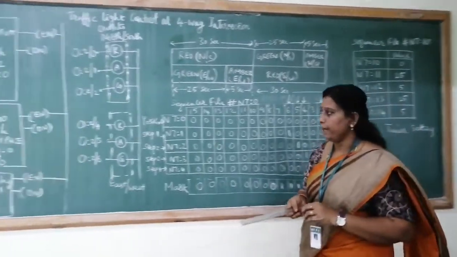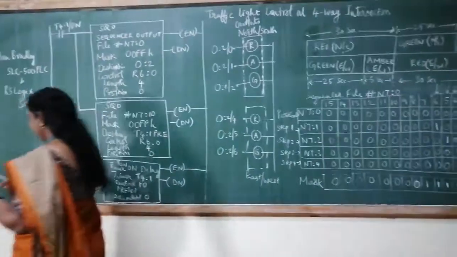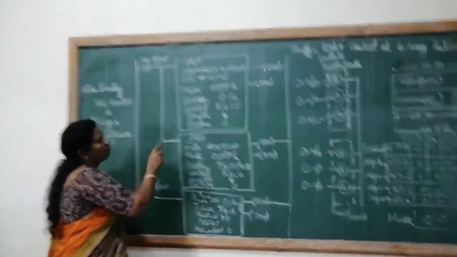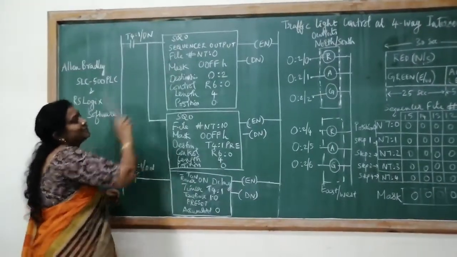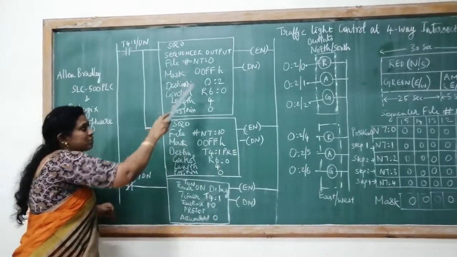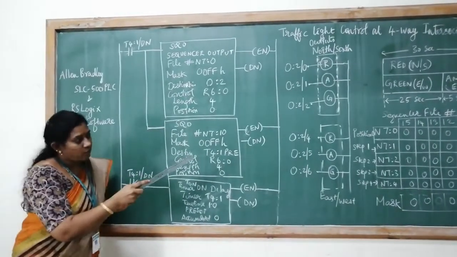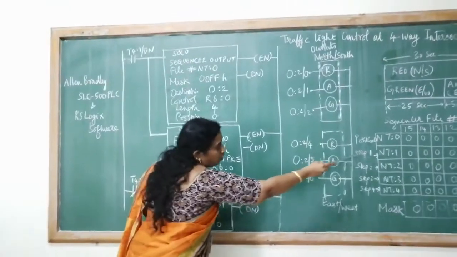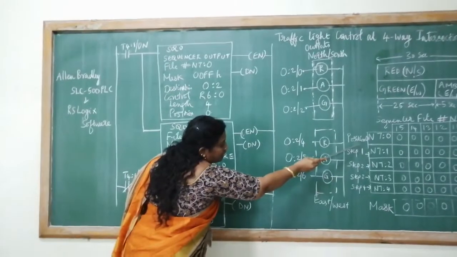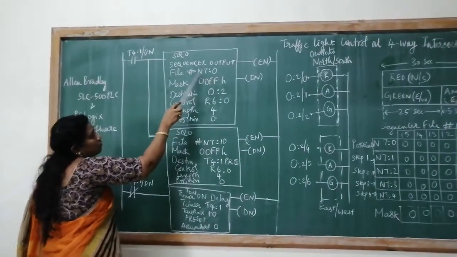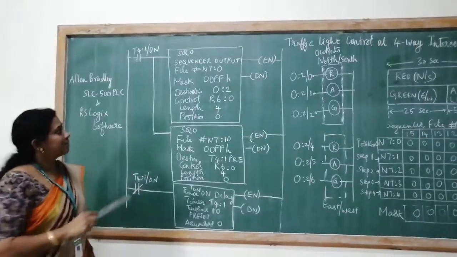Now coming to the program, you can see here this is the sequencer output instruction. The syntax is, this is the sequencer file, which holds the sequencer data. Data is word files, N7, it starts from N7:0 to N7:4. This file stores 4 word files.